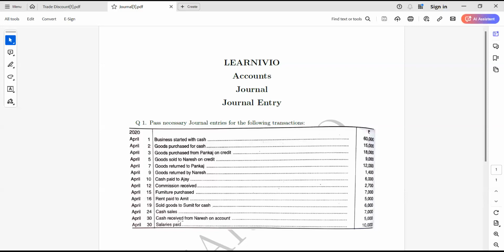Sir, what was the entry for goods return? Goods returned by Naresh. No, for Pankaj. Goods returned to Pankaj. So the entry was Pankaj account debit to purchase return, because we have purchased goods from Pankaj and now we are returning them. So goods returned to Pankaj. Okay.